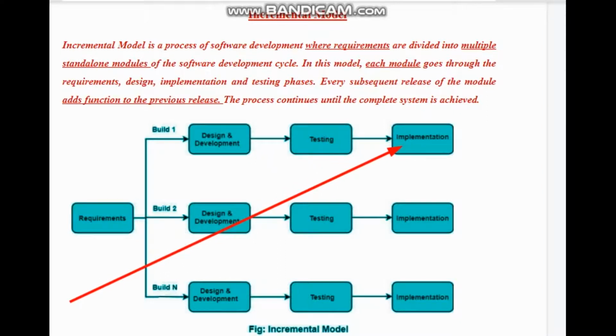Okay, you integrate all the code. So this is module wise. All these activities are carried out module wise. So build one. Okay, so what is build one all about? Build one is carried out for all the modules. So this is the first cycle.